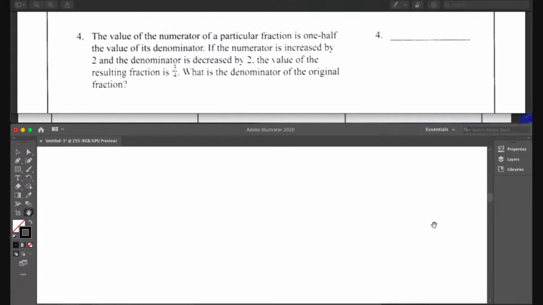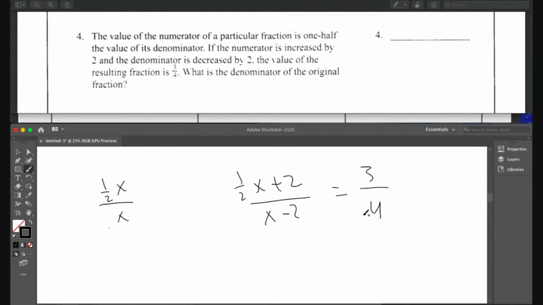Okay, so first we had the numerator of a particular fraction is one half the value of its denominator. So let's just say, the original fraction, the denominator is x, so then the numerator will be one half x. So this is our original fraction. And then it's saying if the numerator is increased by 2 and the denominator is decreased by 2, then the value of this resulting fraction is 3/4. We want to know what's the denominator of the original fraction. So we want to know what x is.